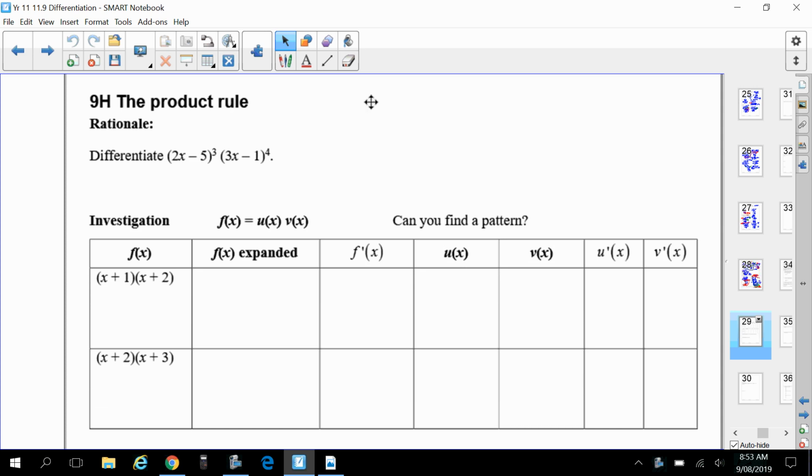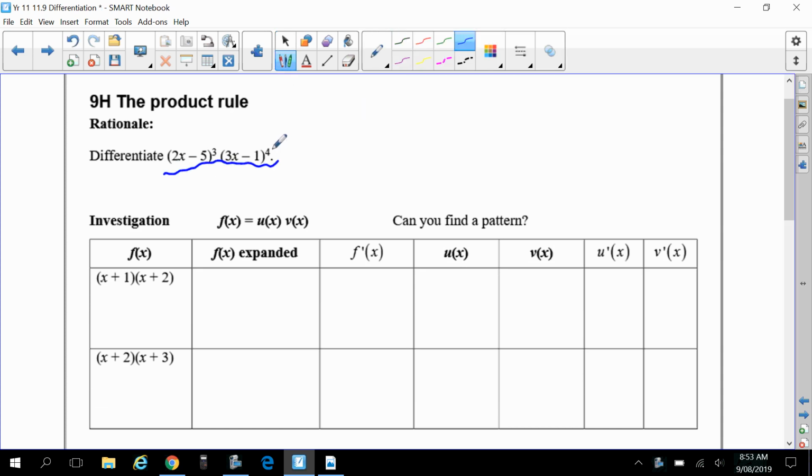Going to learn about the product rule. Why do we need the product rule? To differentiate this thing. Why is it necessary? Because it's so difficult to expand. By the time you finish expanding, that's one page. It's just too long, right? So we need some rule to differentiate this thing.